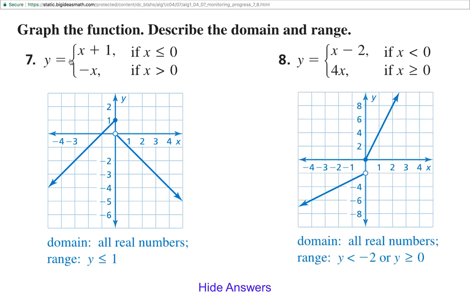Again, make special note, this top equation is only good for negative x values over here, including 0, hence it's over here. This equation is only good for values greater than 0, hence over here. All right, same thing over here on this side.